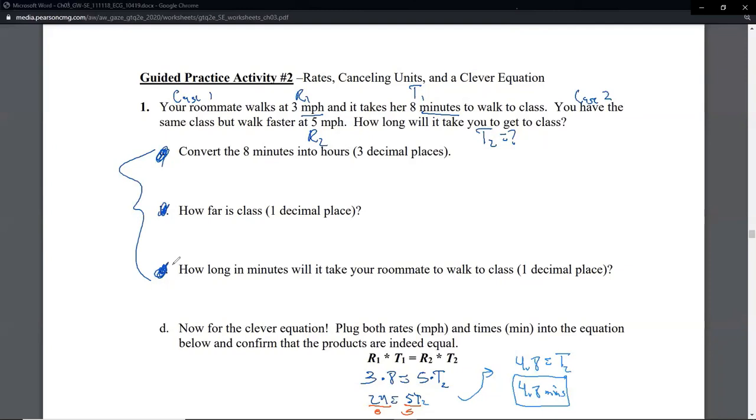Yeah. So this is awesome. Does it make sense? Well, it took your roommate 8 minutes at a slower speed, so you're going faster because you're late, I guess, maybe, or you just naturally walk faster. And that's me. So 4.8 minutes, that's less than 8. So that's in the ballpark of making sense.